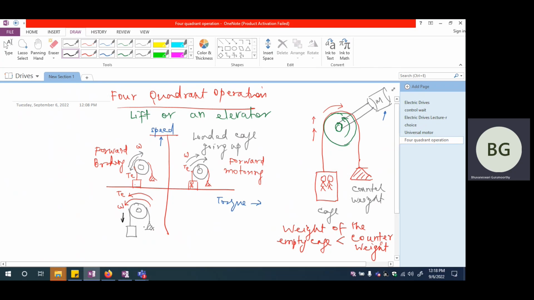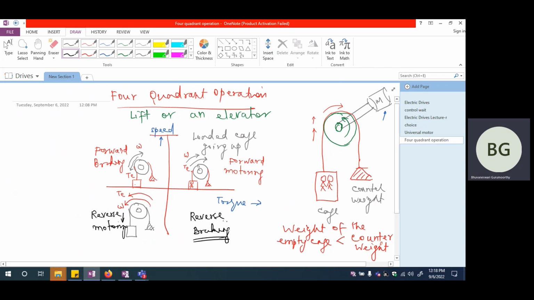So this is an empty cage coming down, because somebody on the ground floor has called for the elevator cage. So both torque and speed are aiding each other, but they are in the reverse direction. So we call this reverse motoring. Obviously, the fourth one is going to be reverse braking. And I'm sure you can figure out under what situation reverse braking happens.